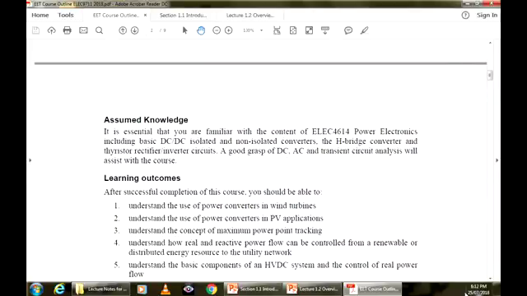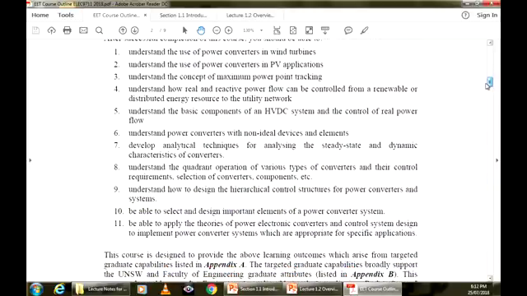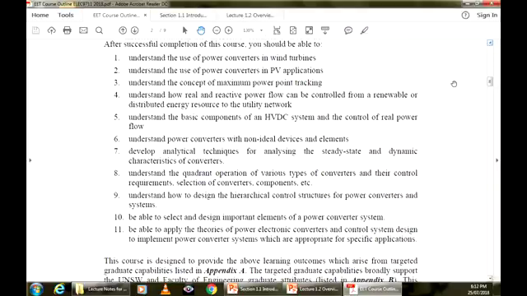Now, what we are going to cover are the learning outcomes that should follow from this course. Can you read those?